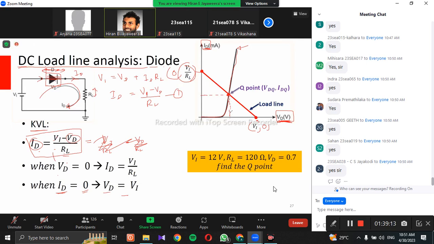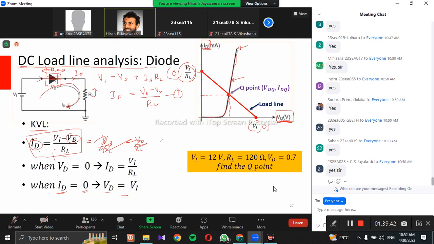But in order for you to get this done, either you should be able to plot this one, or you should know the equation for this curve, that exponential model, so that you have two equations, you can solve them and find the voltage and current for this operating point. So one way to get it done is the graphical way, or else you use these two equations and solve them and find the Q point.